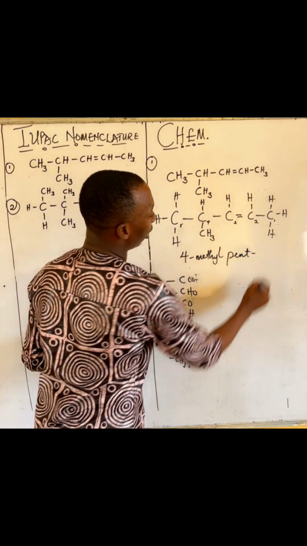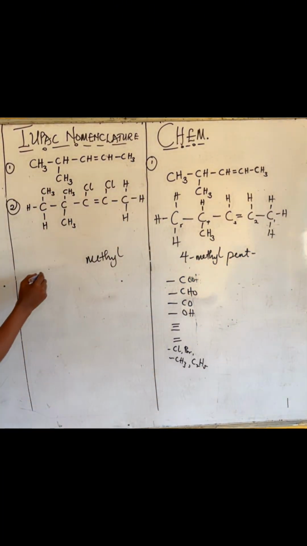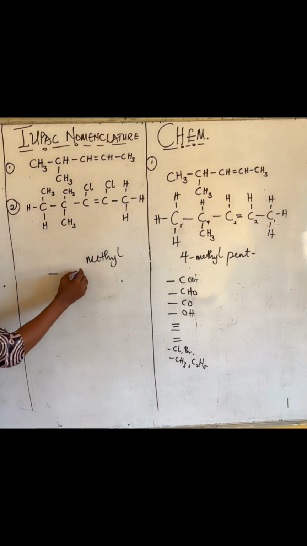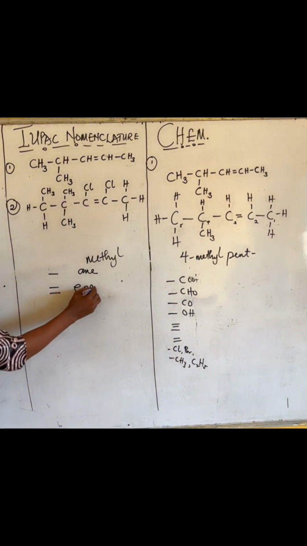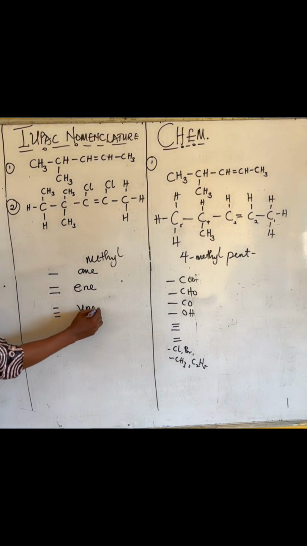Are we together? Now don't forget, there's a rule. Anytime you notice a single bond in a structure, then that compound is going to have an ending in A-N-E. When you notice a double bond, it's going to have an ending in E-N-E. Then a triple bond has an ending in Y-N-E.